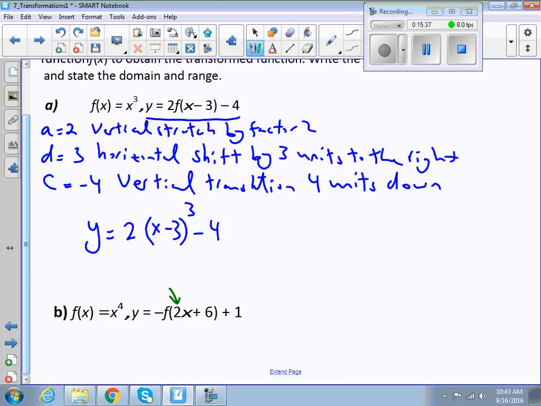Well, actually, the question asks for domain and range as well. This is a cubic, so we know that the domain and range are all real numbers. So my domain is x is an element of real numbers, so from negative infinity to infinity, and my range is y is an element from negative infinity to infinity. Okay, so do part B, pause the video, and then you can check your work.